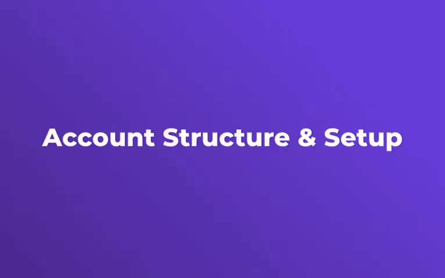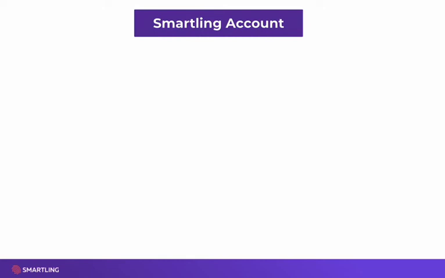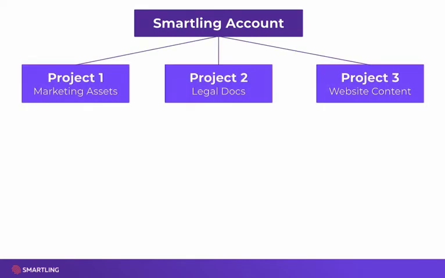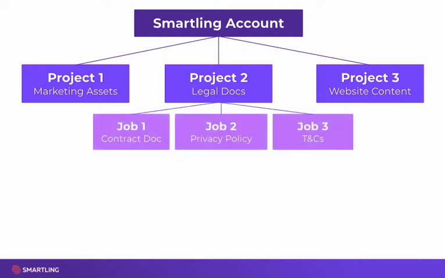Before we dive right in and explore the dashboard, let's take a look at the way your content is structured in Smartling. Your Smartling account is organized into one or more projects. Projects can be thought of as folders that certain content types will be uploaded to. For example, there could be a project for your marketing assets, a project for your legal documents, a project for your website translation, etc. Within each of these projects or folders, you will then be able to create the actual translation tasks that we call jobs.